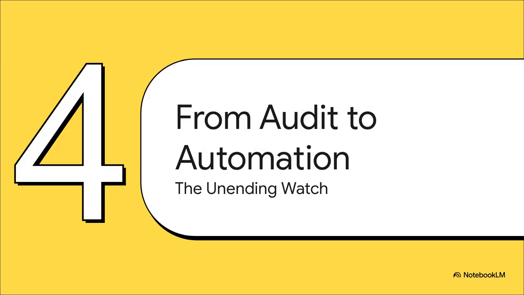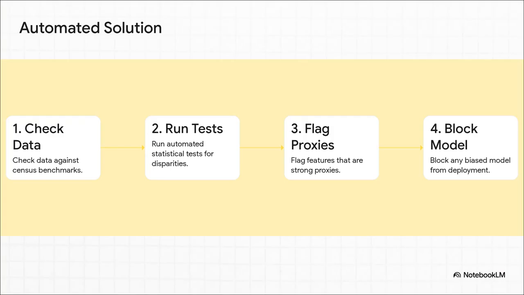So what did Health AI do? They didn't just tweak the model and call it a day. They learned a huge lesson from this. They realized that this work isn't a one-time fix. It's a constant, unending watch. They actually built their detective toolkit directly into their entire workflow. So now every single dataset gets audited before a model is even trained. The system automatically checks for representation, it runs statistical tests for fairness, it flags potential proxies, and most importantly, it acts as a gatekeeper, blocking any potentially biased model from ever getting deployed.